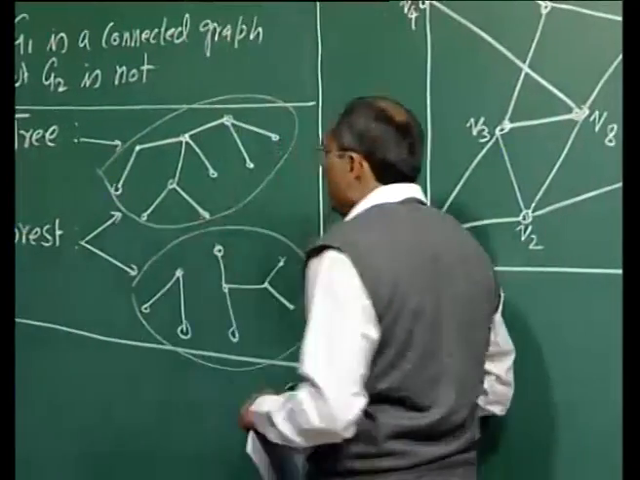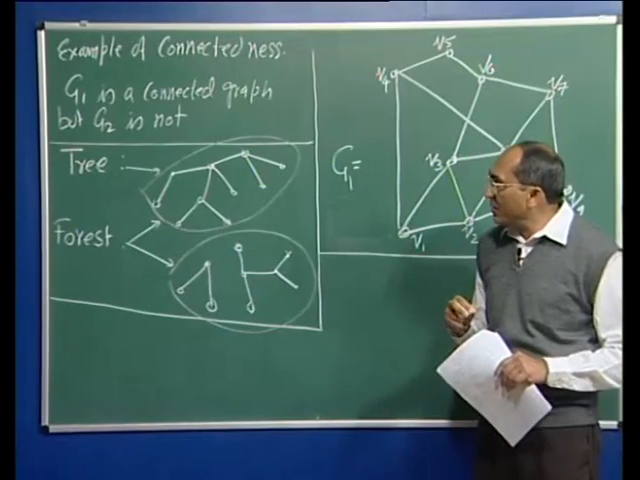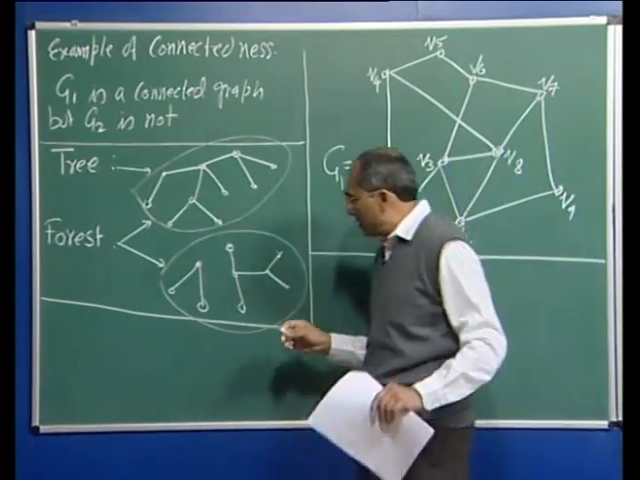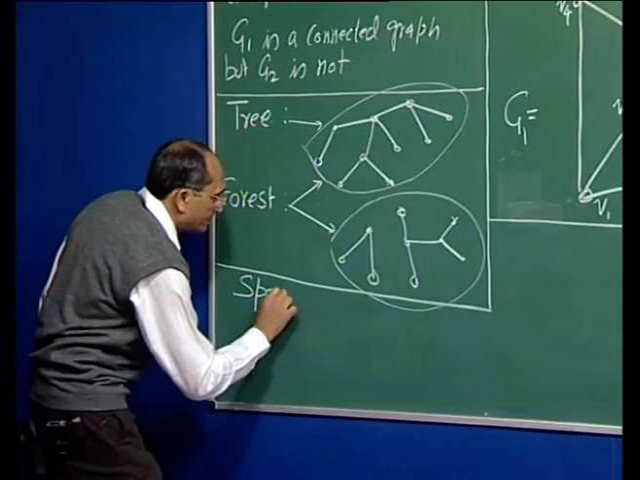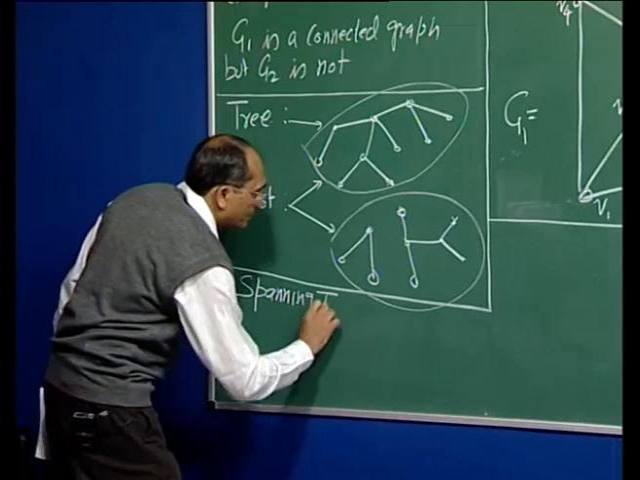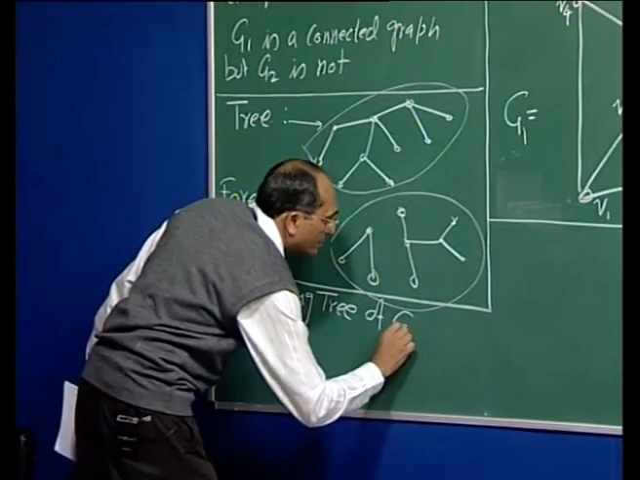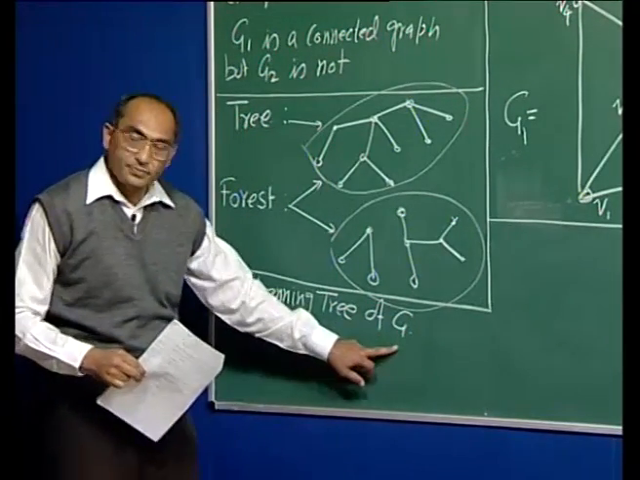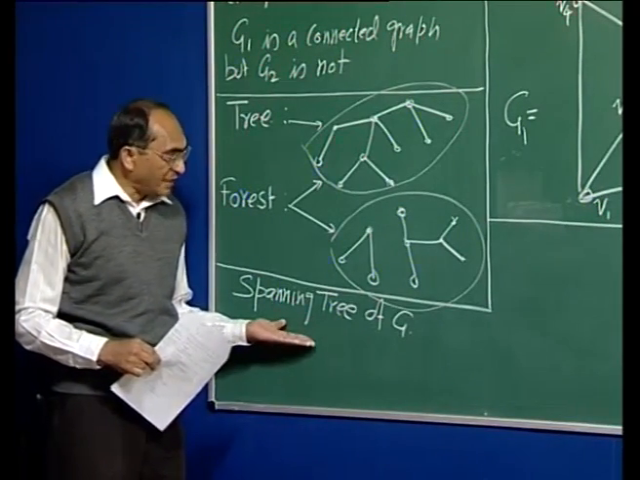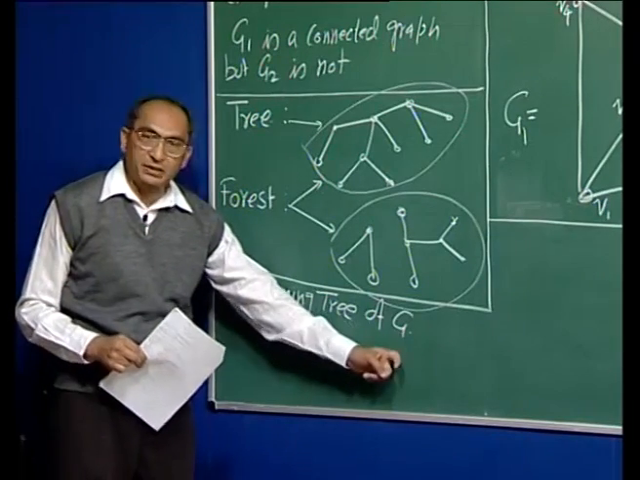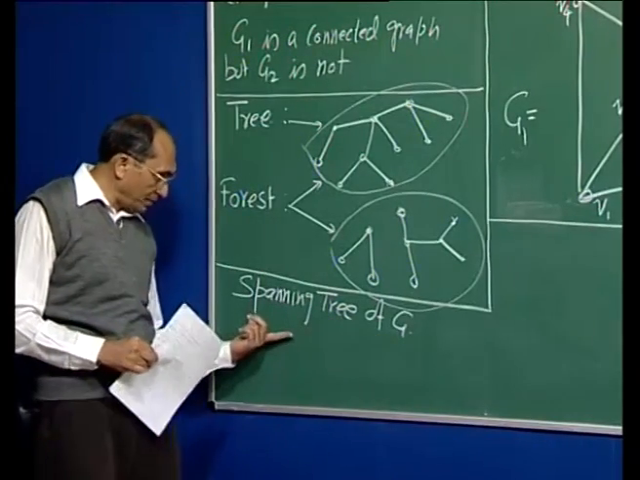Next, I am going to describe the notion of a spanning tree. A spanning tree is a tree in context of another graph. So, we say a spanning tree of some graph G. The idea behind this is that this is a subgraph of G, which is a tree and which contains all the vertices of G. The word spanning refers to that.